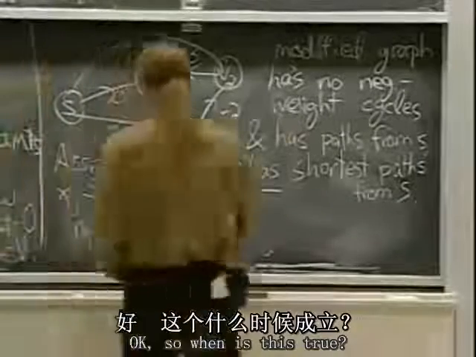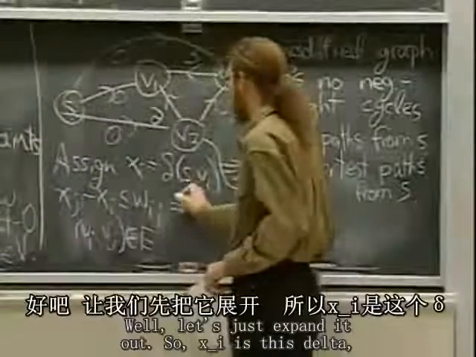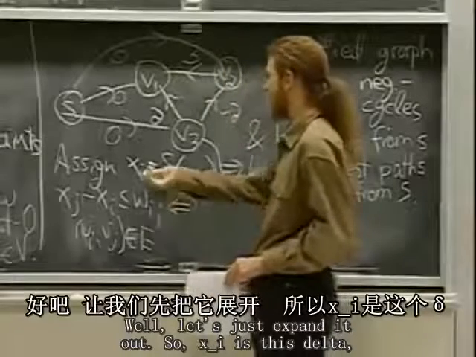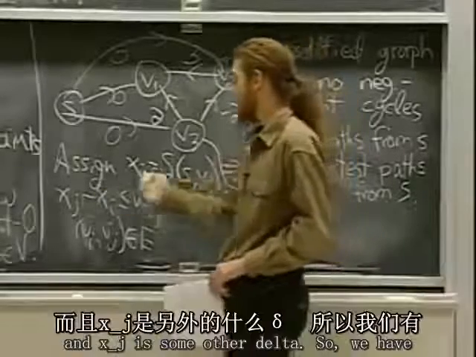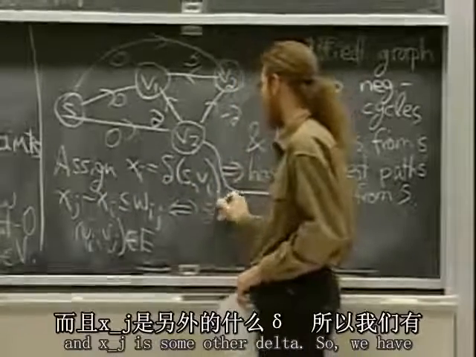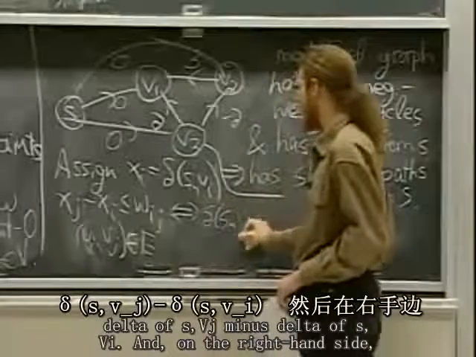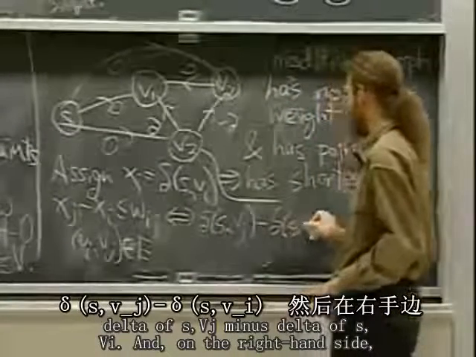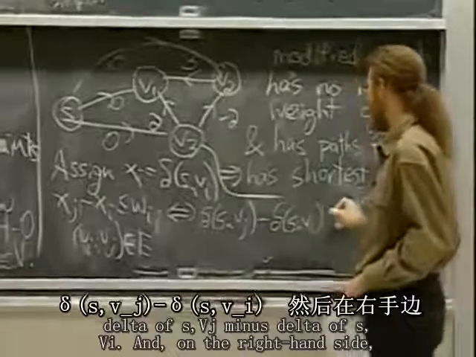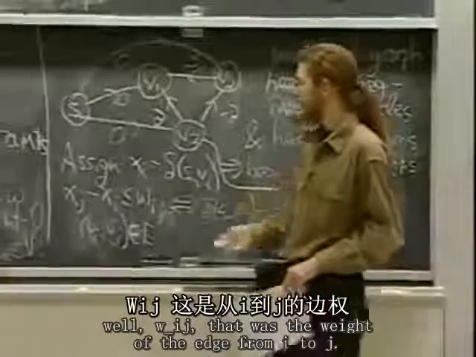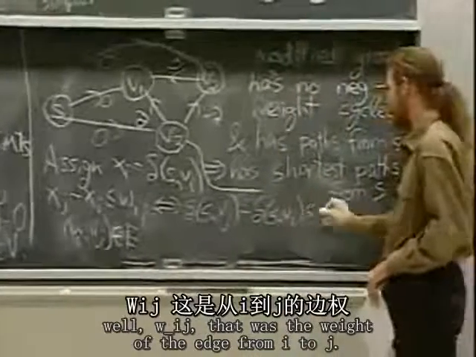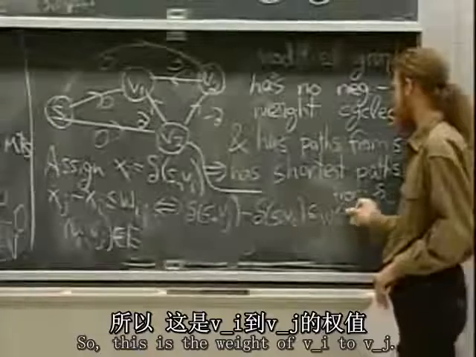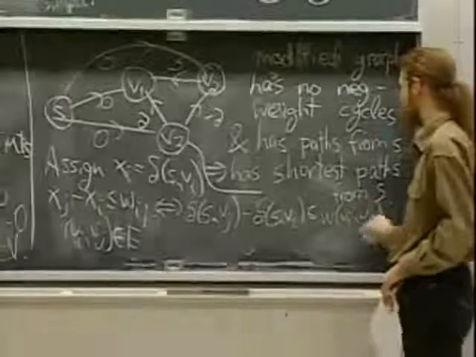Okay, so when is this true? Well, let's just expand it out. So xi is this delta, and xj is some other delta. So we have delta of s vj minus delta of s vi. And on the right-hand side, well, wij, that was the weight of the edge from i to j. So this is the weight of vi to vj.